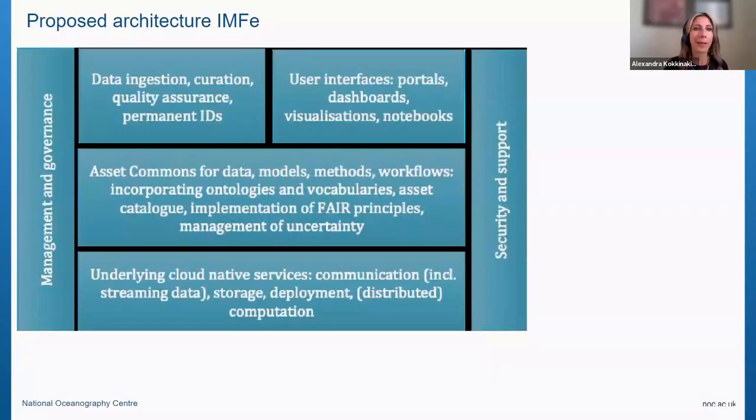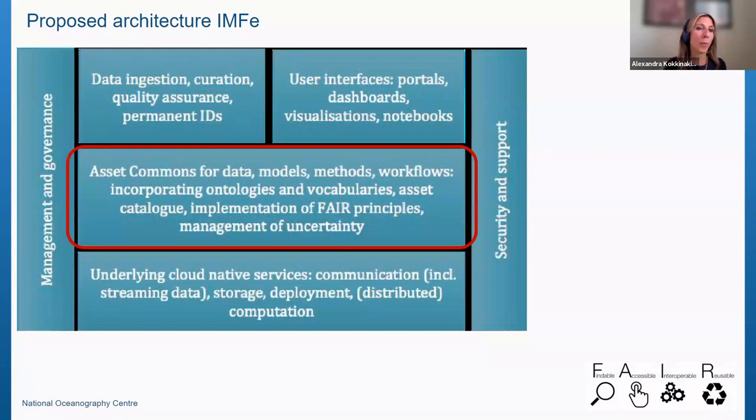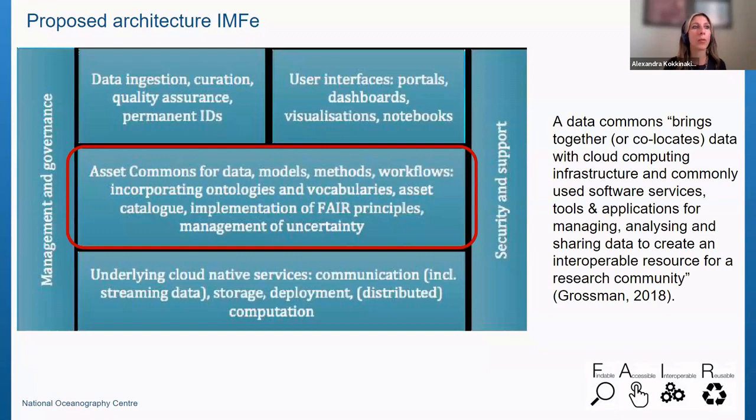So I think this is what really interests me and could interest you as well, which is the proposed architecture of an IMFE, at the heart of which is the asset commons. If you've heard before of the data commons, it brings together data with cloud computing infrastructure and commonly used software, services, tools, and applications for managing, analyzing, and sharing data to create an interoperable resource for a research community. This is what Grossman wrote in 2018, and it is very similar to what the Asset Commons is doing.